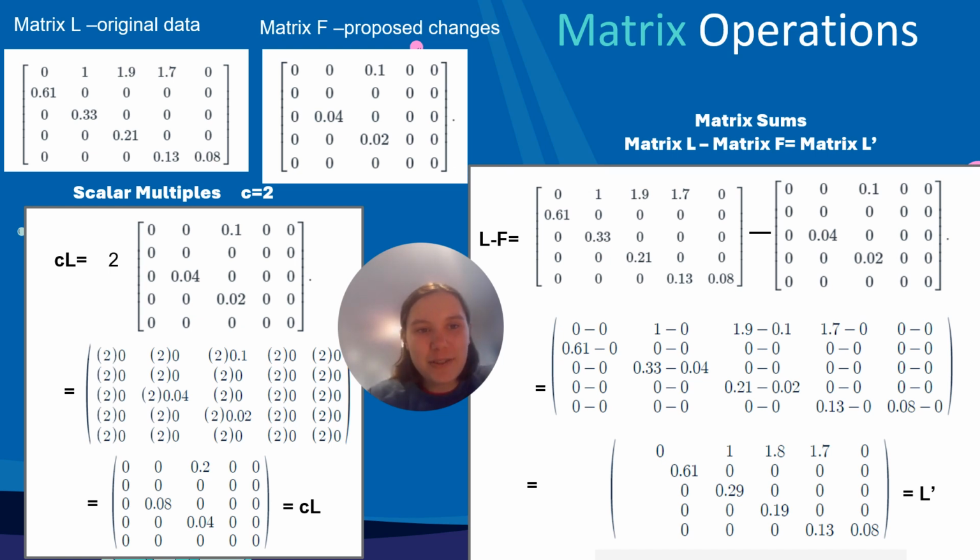And then getting into matrix sums. Matrix sums involve adding or subtracting values to each entry of the matrix, altering the transition rates independently. Unlike scalar multiples, the effect on each rate may vary, affecting the overall flow of the population. So with matrix sums, we're changing individual entries. So we're taking a transition matrix and subtracting a transition matrix of the same size.